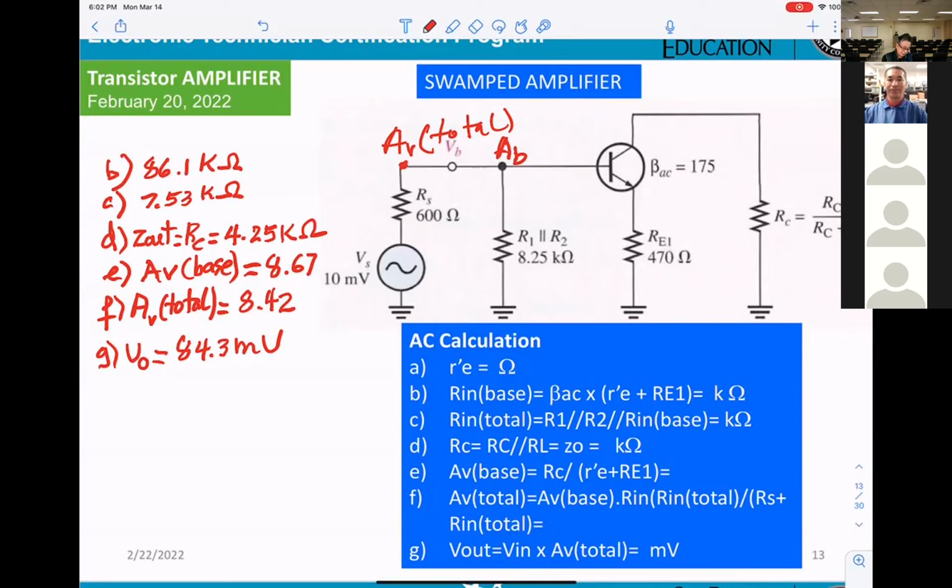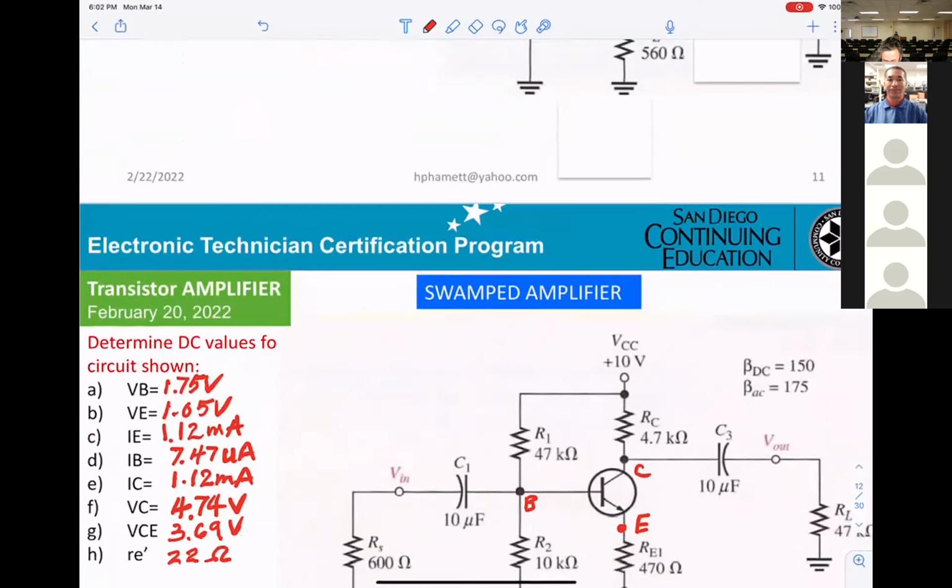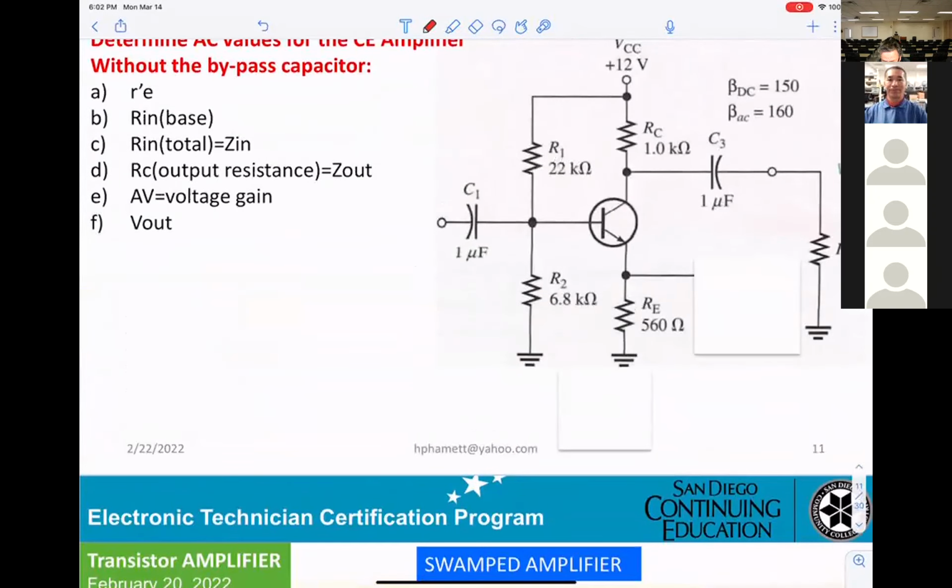Mr. Pham, I don't quite understand F. We're doing a voltage divider. Okay. You don't understand voltage divider? Right, the voltage divider between what two resistors? Okay, now I can tell you right here will be, we already know, R in, right? R in base, or R in total. We already told you. Let's see.